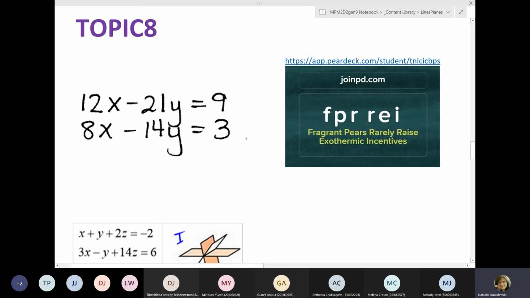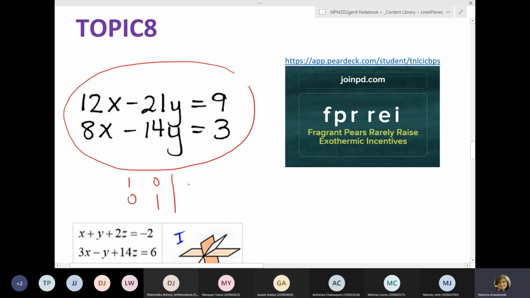To try this one right here. Your goal is to get that one to be 1, 0, 0, 1 with some numbers over here. Okay, so join Pear Deck. And let me give you a slide on Pear Deck once you're in so you can get right to it.